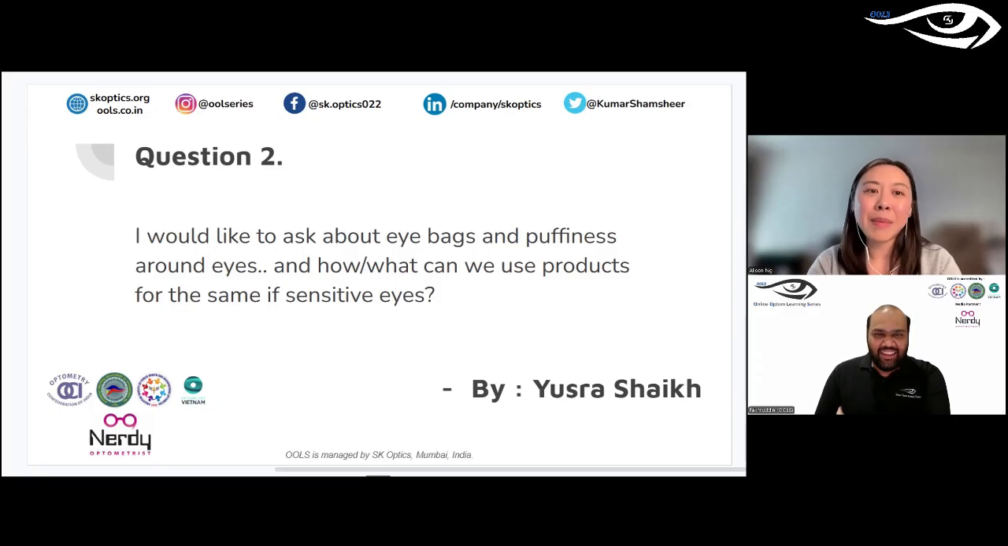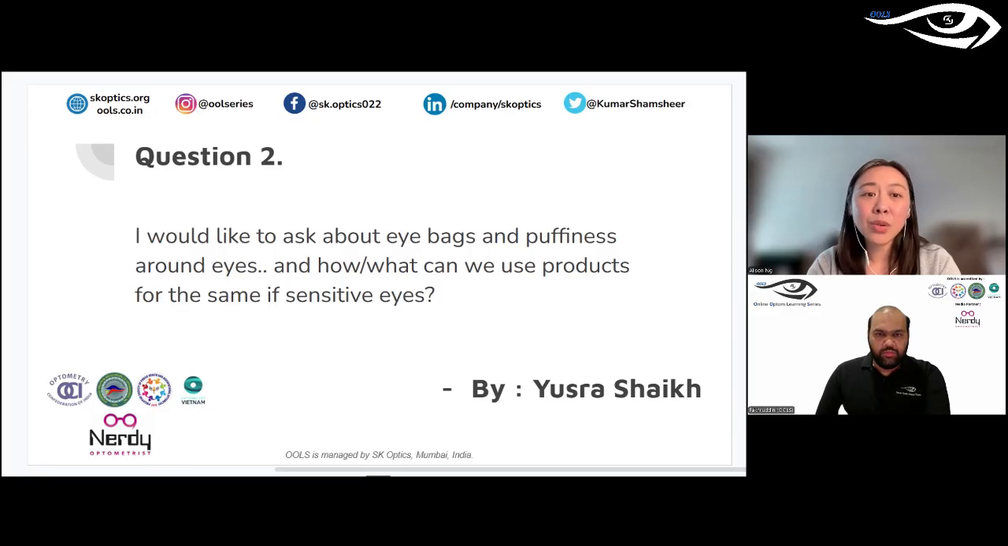And unfortunately, things like eye bags and puffiness around the eyes are associated with age. We get a lot of changes in that area. The safest thing that we can recommend for our patients is something like a cool compress. So cool compresses regularly, that's your best non-pharmacological approach to reducing the eye bags and puffiness around the eyes.